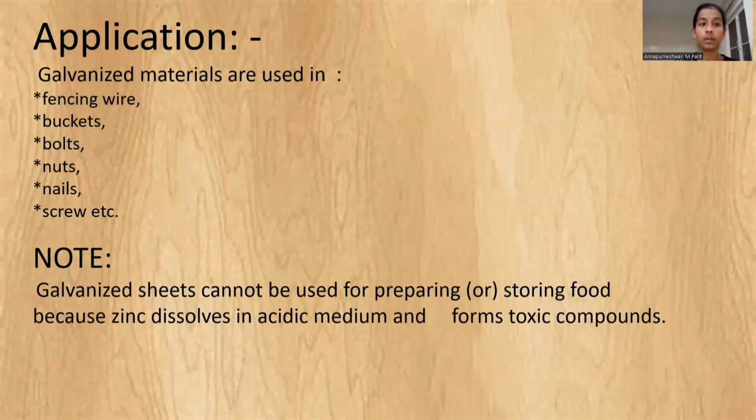What are the applications of galvanization? Galvanized materials are used in fencing wires, buckets, bolts, nuts, nails, screws, etc. And the important note is that galvanized sheet cannot be used for preparing or storing food because zinc dissolves in an acidic medium and forms a toxic compound.